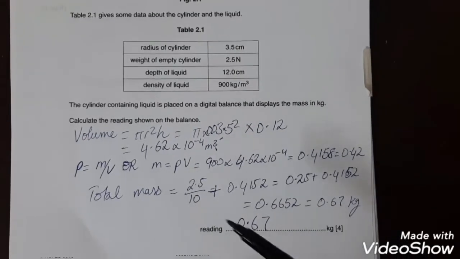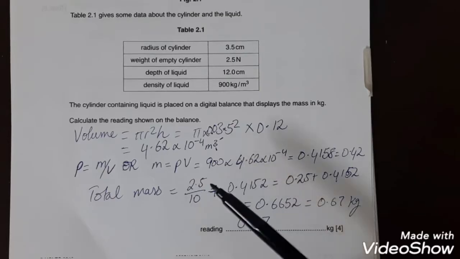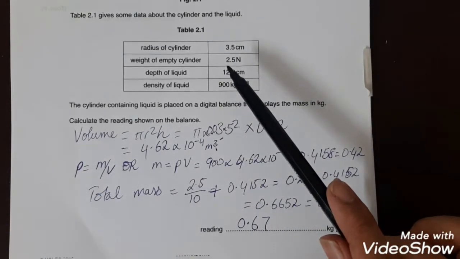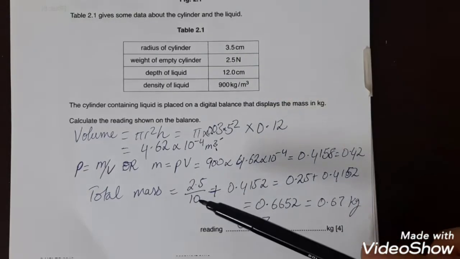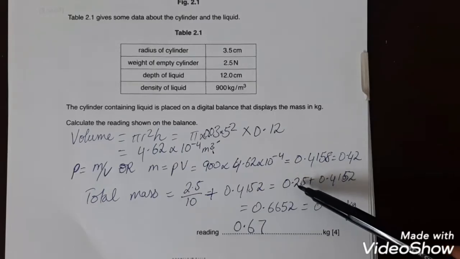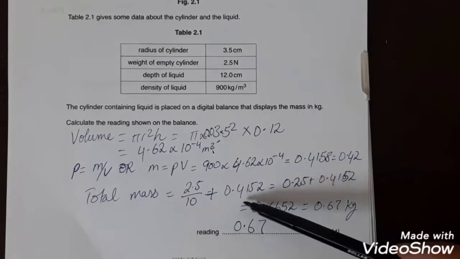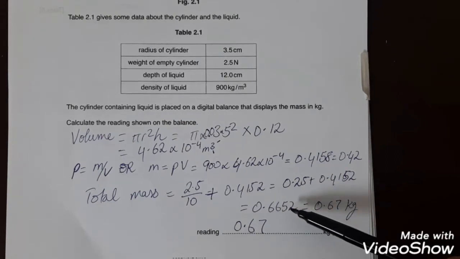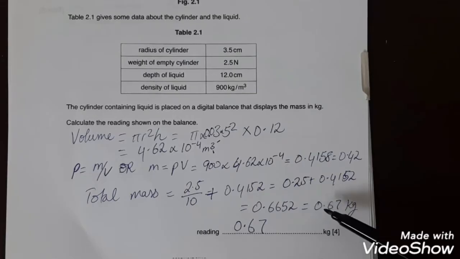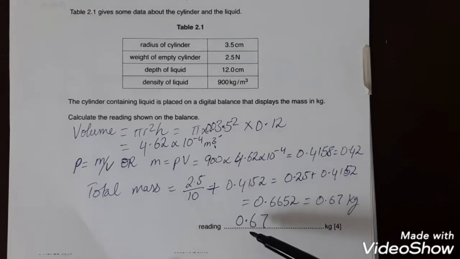Then the total mass is 2.5, because when we convert weight into mass or kilograms, it is 2.5 divided by 10, which will be 0.25, plus 0.4152, which will be 0.6652. And when we convert this into two significant figures, it will be 0.67 kg. So the reading will be 0.67 kg.